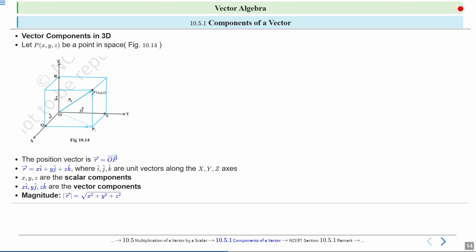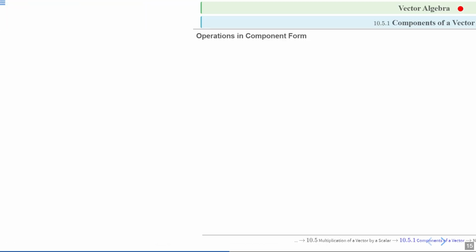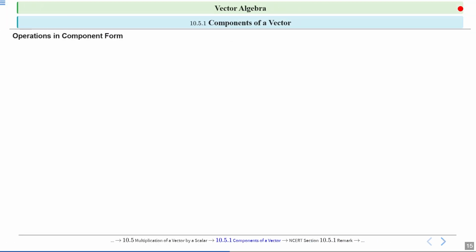So we can say that magnitude of R vector will be equal to root over x square plus y square plus z square, right? Now operations in component form. Let A vector be equal to a1 i cap plus a2 j cap plus a3 k cap, and B vector be equal to b1 i cap plus b2 j cap plus b3 k cap. So by addition, A vector plus B vector will be equal to (a1 plus b1) i cap plus (a2 plus b2) j cap plus (a3 plus b3) k cap.